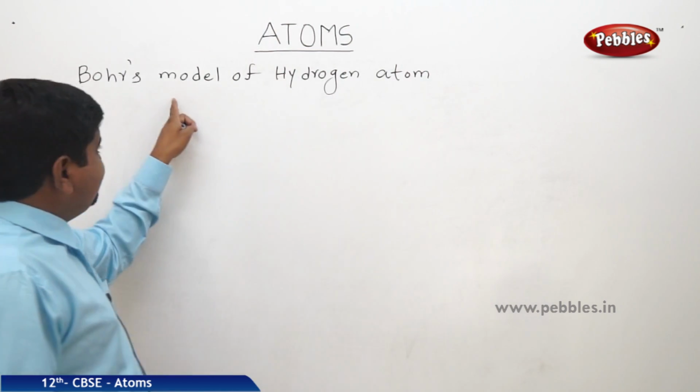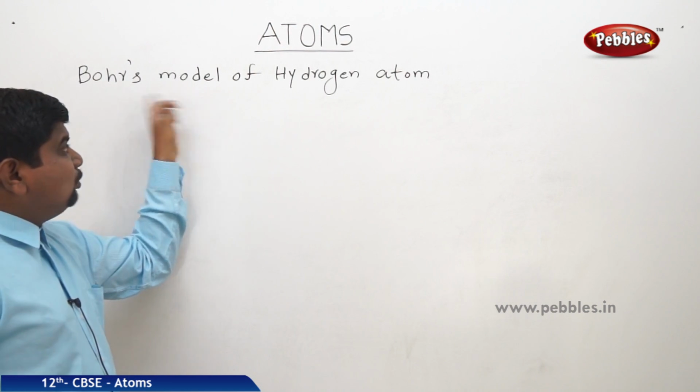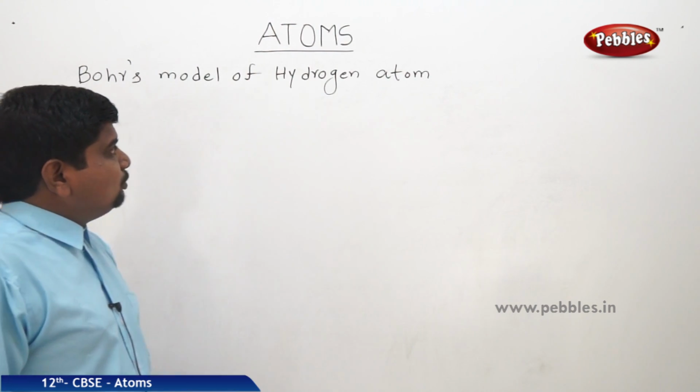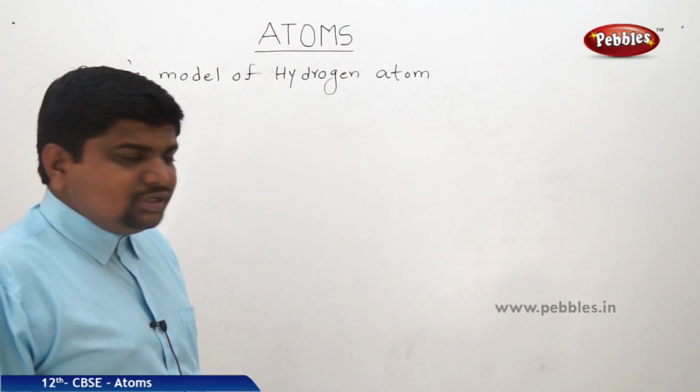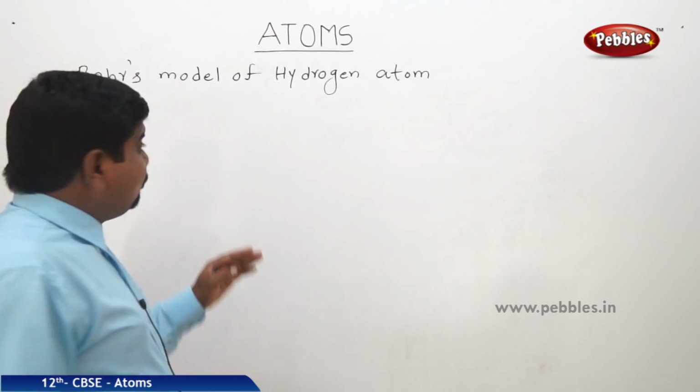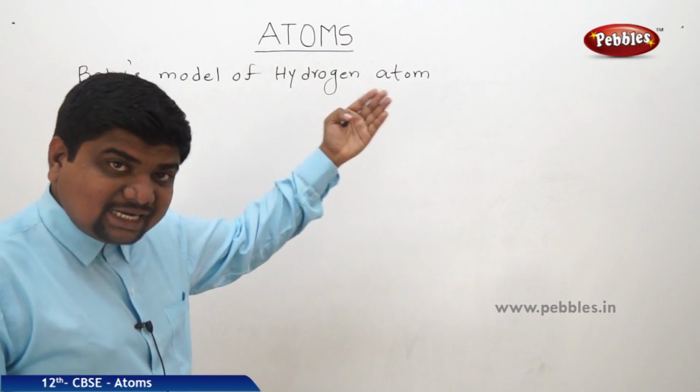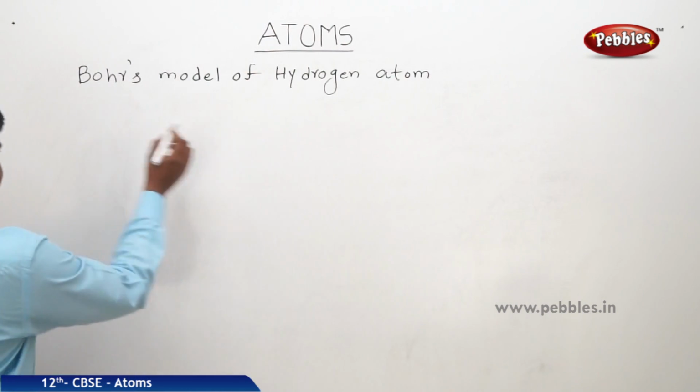That was given by Mr. Niels Bohr, and his model is said to be Bohr's model of hydrogen atom. So what are the limitations of Rutherford? Why was the concept of Bohr's model introduced? We will see now.